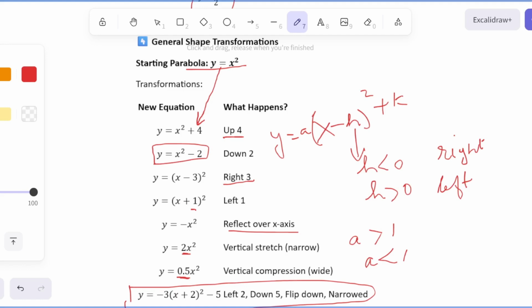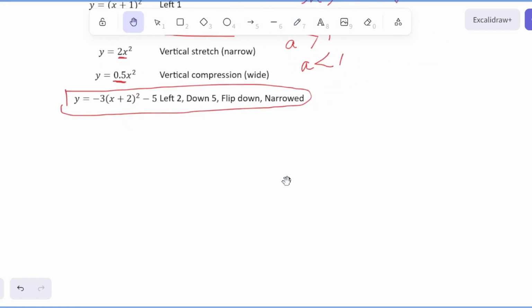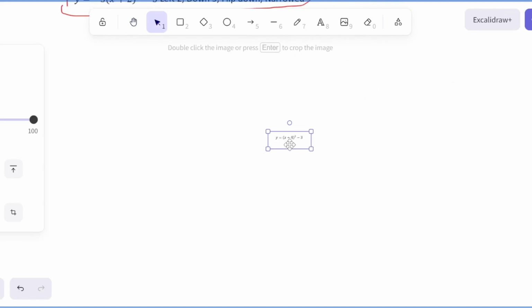One second. Not the entire thing. Did I paste it properly? One second. Yeah, I need to paste it over here. Just take it up. Yeah.